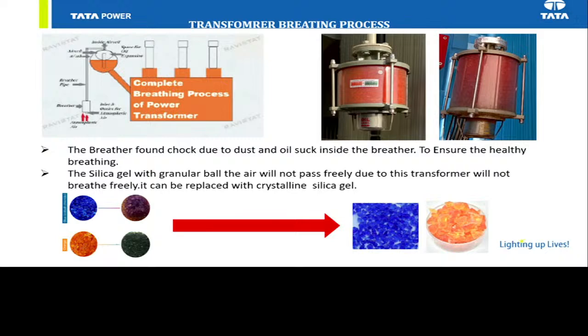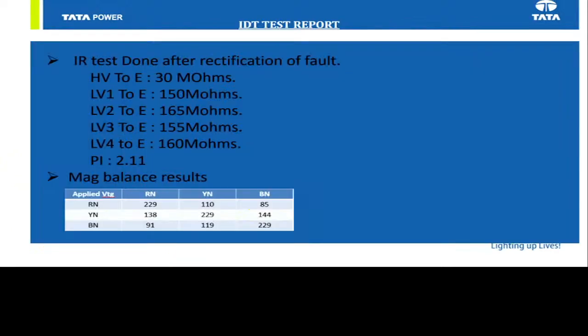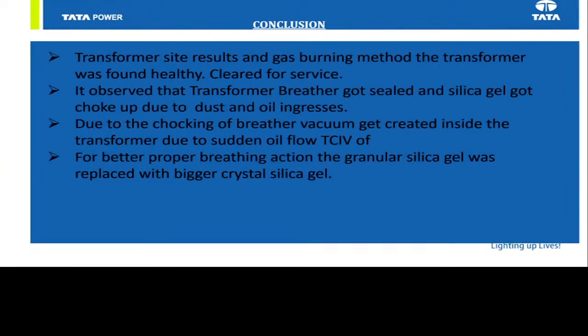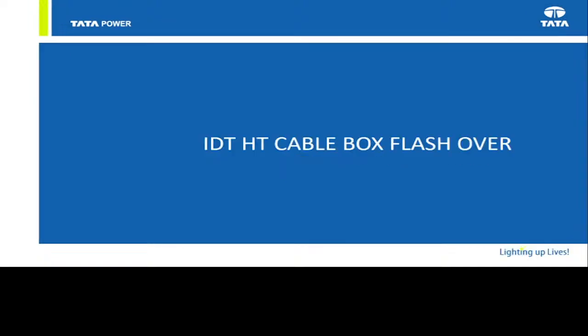So that's why we have replaced this with the higher crystalline silica gel, which has almost resolved that issue, because we found these issues in three or four transformers, and we replaced all the tiny granular silica gel with crystalline silica gel. These are the results, and we concluded that the problem was with the silica gel, and there was no issue with the transformer.